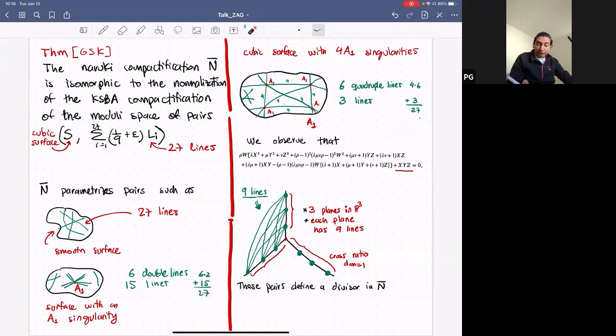And there is an observation to make here. They intersect, you have 3 points that intersect plus infinity. So this means that on every axis you will have a cross ratio, and here you have another cross ratio, and here another cross ratio. So what I'm trying to say is that you have a divisor in this Naruki parameterizing these pairs, and their degenerations, of course, as well.